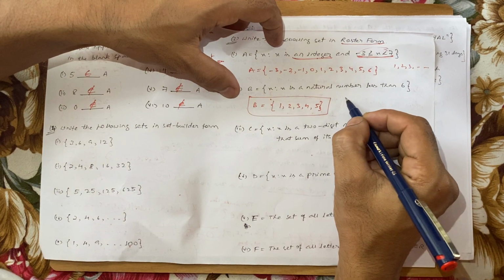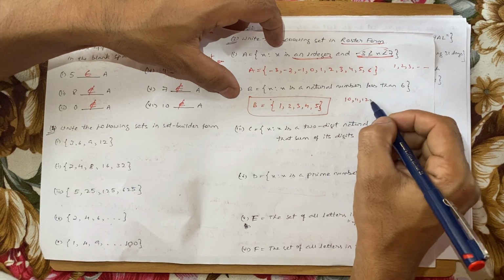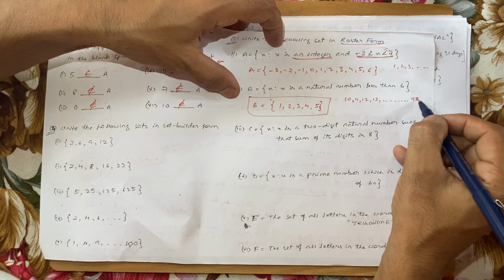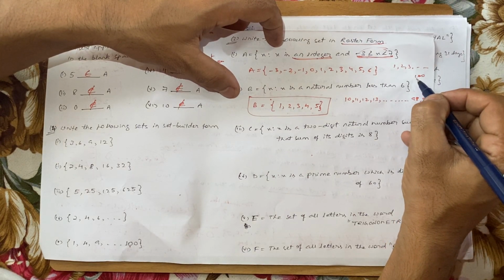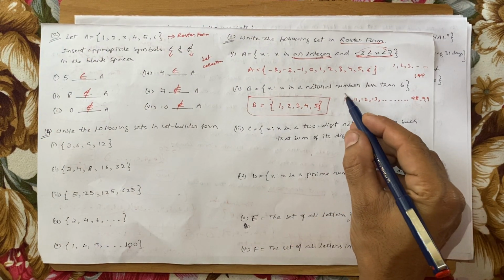So after 9 you get 10, and 10 is the first 2-digit number. Then you get 11, then you get 12. These are all 2-digit numbers, right? Then you get 13 and so on. It goes on up till what? 98 and then 99. Because right next to 99 you'll get 100, and 100 is a 3-digit number. Okay, so we'll consider this part.